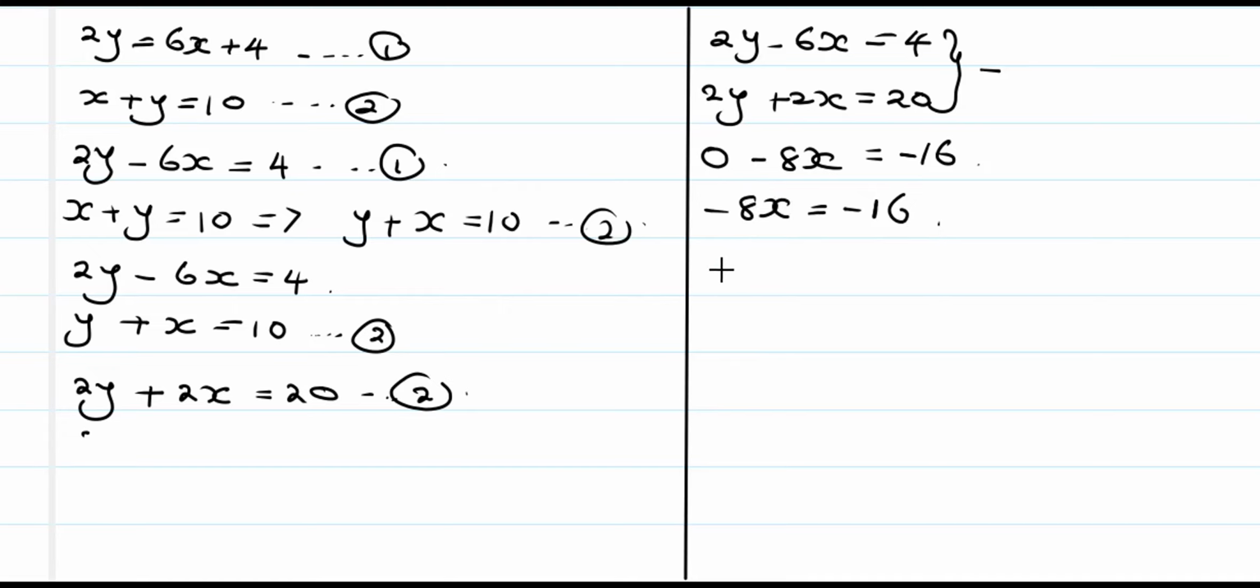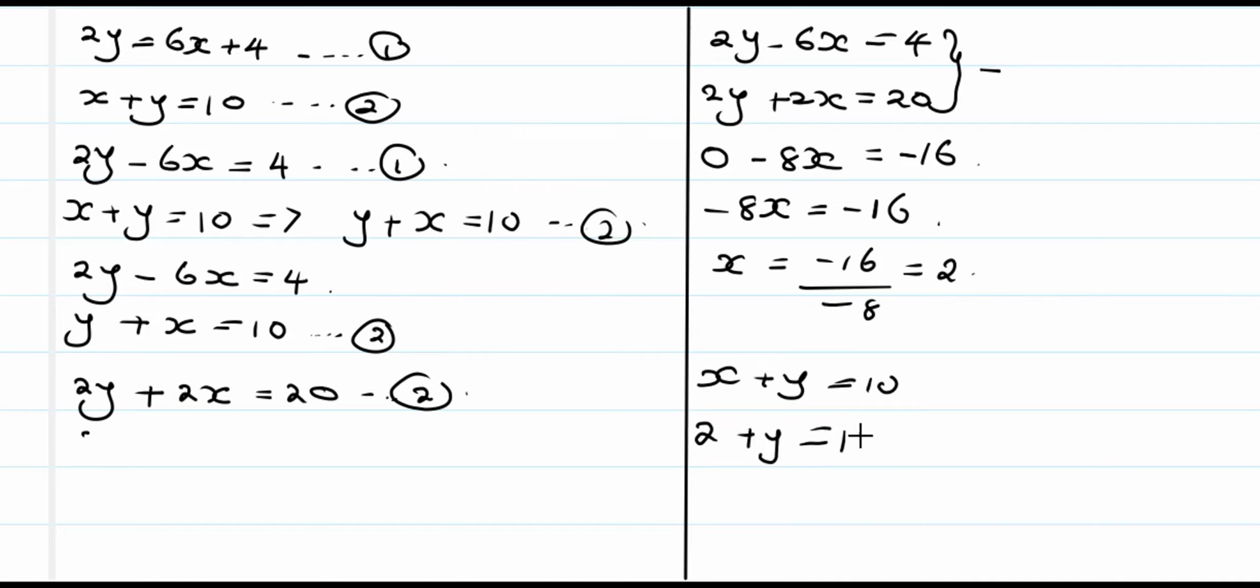So to get x, I need to divide each side by negative 8. So x is equal to negative 16 divided by negative 8, which is 2. And now that I know the value of x, I can get the value of y from any of these equations. I can just pick equation 2 and say x plus y is equal to 10, but I already know the value of x, which is 2. So 2 plus y is equal to 10. So y is equal to 10 minus 2, which is 8.